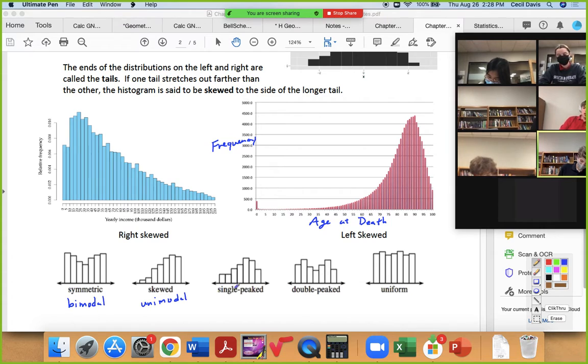Some textbooks call this single peaked, but I would call it unimodal. Same thing here with double peaked. I would call that bimodal. And we've already looked at uniform. And when you think about uniform, again, it doesn't have to be perfectly uniform. For example, all of you are wearing a school uniform, but not everybody is dressed exactly alike. Okay. All right. Any questions about this page?